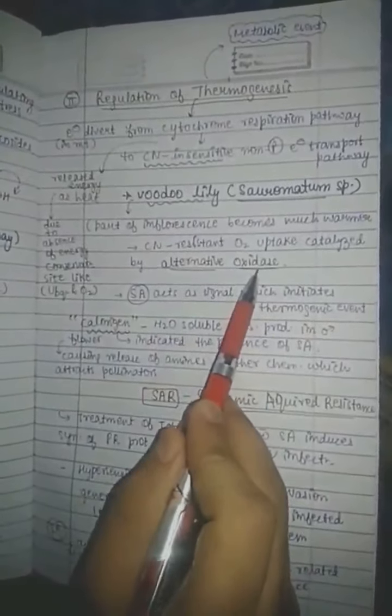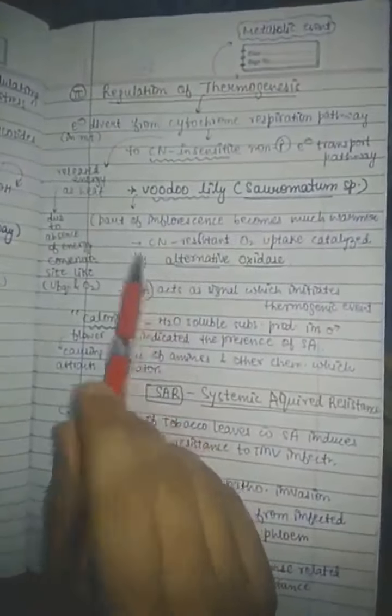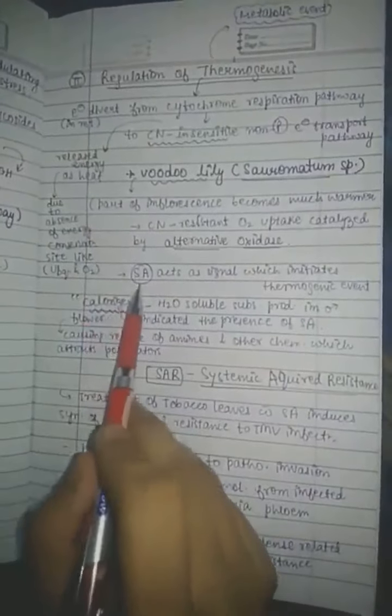The cyanide-resistant oxygen uptake is catalyzed by alternative oxidase. When the electrons divert from the cytochrome pathway to the cyanide-insensitive pathway, there is an enzyme acting, that is alternative oxidase, that catalyzes the reaction, and energy could be generated, but it will not be conserved due to absence of ubiquinone and oxygen. So it is released in the form of heat.